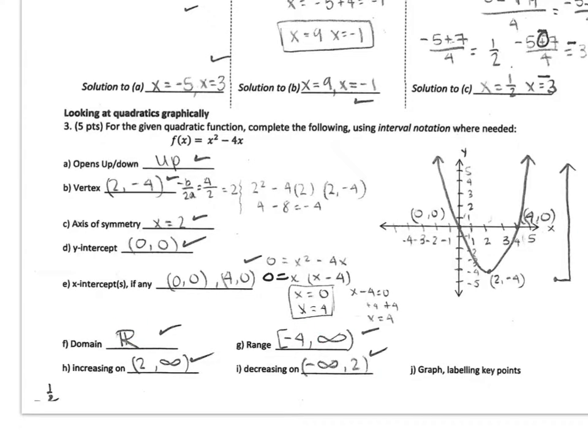The range, or the y values covered, are from here up, so remember your arrow over here looking at range. It goes from -4 all the way to infinity. That's what this is saying. It is increasing on the right side of the vertex, so from 2 to infinity. It is decreasing on the left side of the vertex, coming down like this, from -infinity to 2.